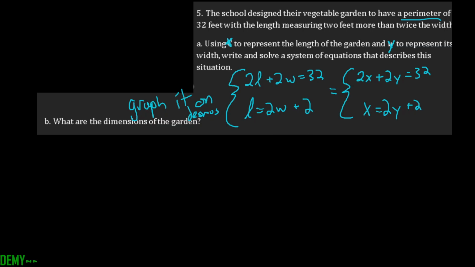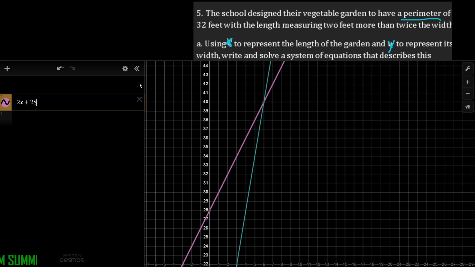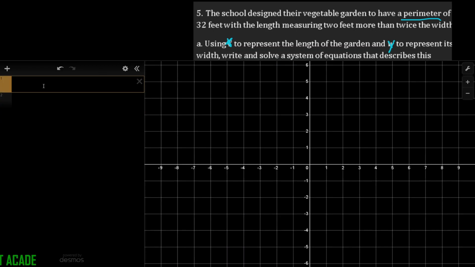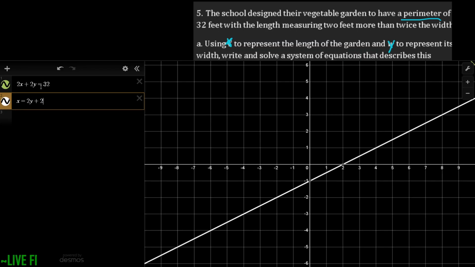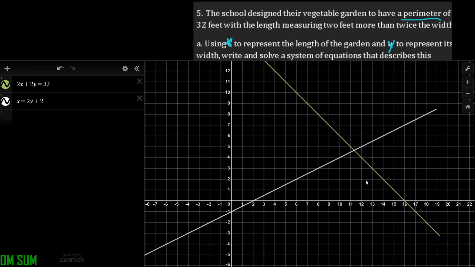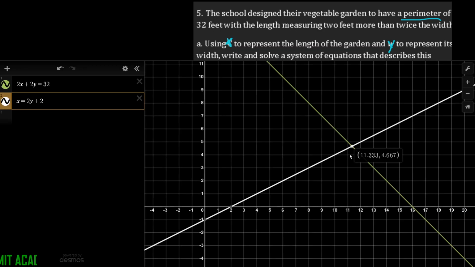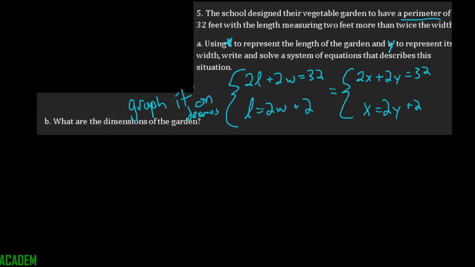So let me reshare this graph and reset this one real quick. Hit that home button to get back to your origin. So I have the system of equations of 2x plus 2y equals 32, and then I have x equals 2y plus 2. Find where these 2 lines are equal. At this point, 11.333 and 4.6667, that's where they're going to be equal. So find where they're equal and say that's going to be the solution point.